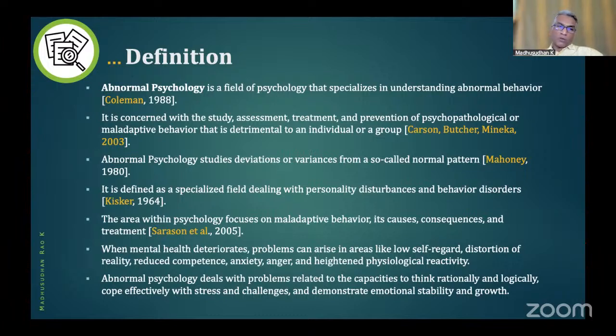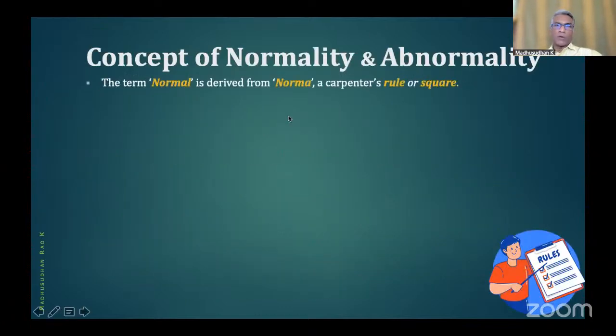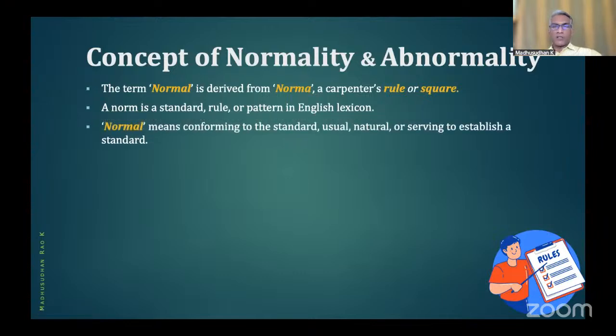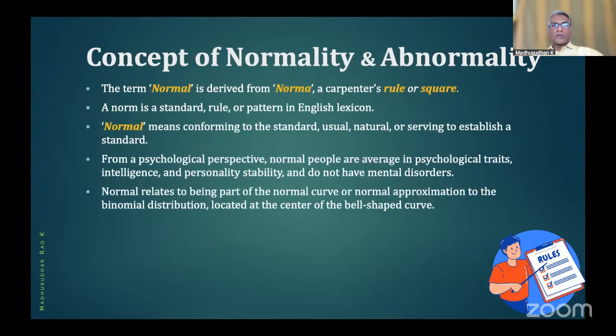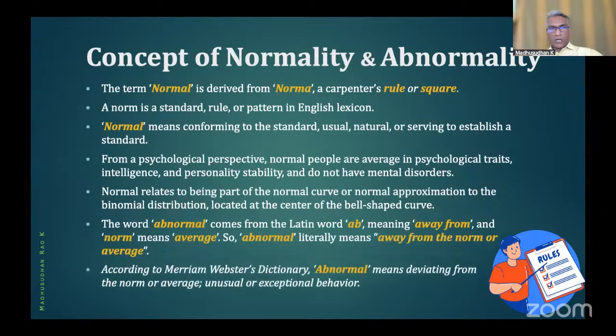So, if you understand all these things in depth, then we can understand what is normal and what is abnormal in the cultural context and biological context. Also, you should understand all these things that we will be dealing with in abnormal psychology. Now, talking about dictionary meanings and other things, we'll look into that. The concept of normality and abnormality. The term normal is derived from norma.